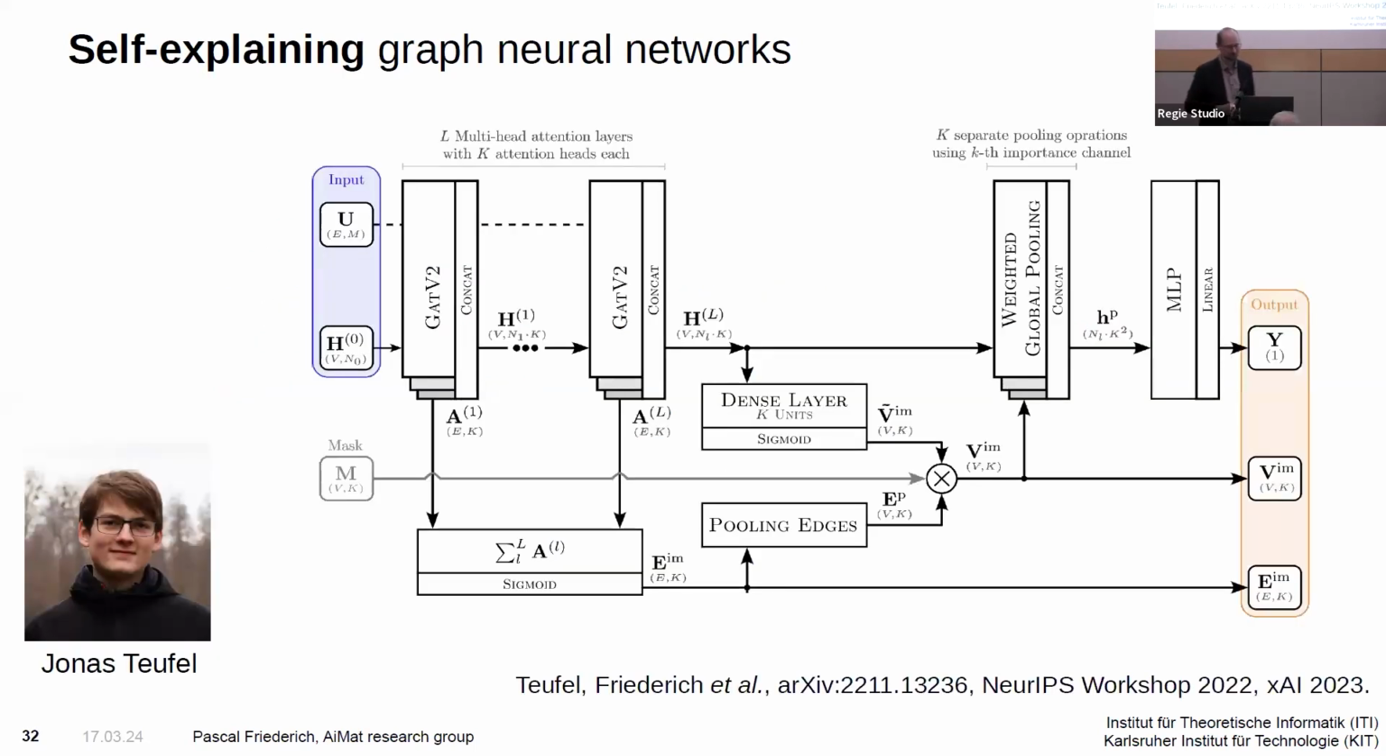So what does this model look like? I won't go into details. We have on the input side here our atoms and nodes that go into the graph neural network.